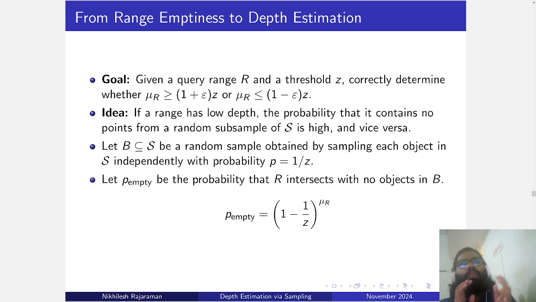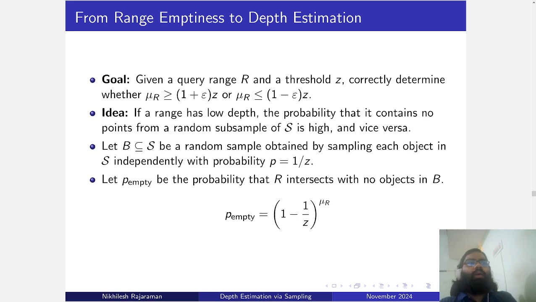Okay, now we'll denote the probability that our range is empty in the sample B as P empty. That is, P empty is the probability that the range R intersects with no objects in our random sample B. So what exactly is the value of this P empty? We can actually calculate this explicitly. It's not too hard.